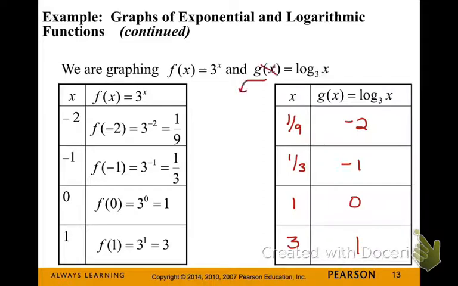This is the same thing as saying 3 to the y power equals x. So instead of plugging in values for the x's, we're plugging them in for the y's. It's just rewriting, like we learned how to do last lesson. Instead of log base 3 of x, it's the same thing as saying 3 to the y power equals x. So 3 to the 0 power is 1, 3 to the first power is 3, 3 to the -1 power is 1/3, and 3 to the -2 power is that 1/9. Just swapping those guys.